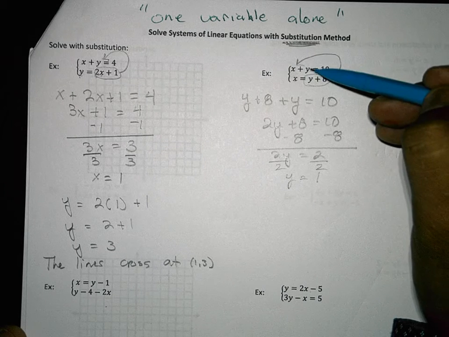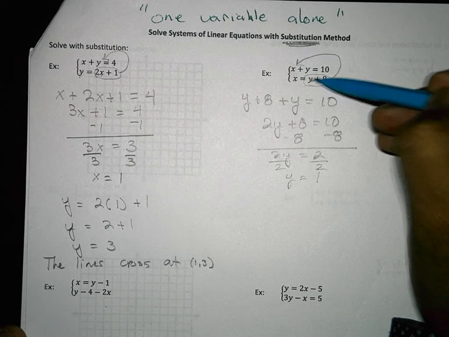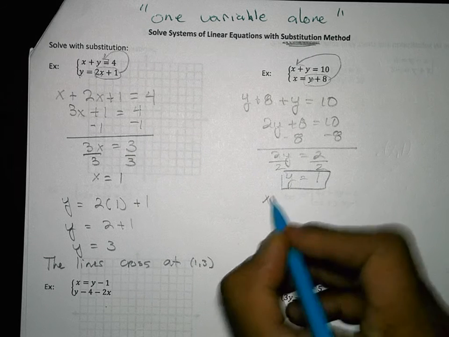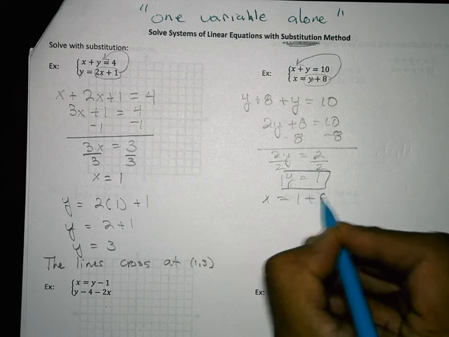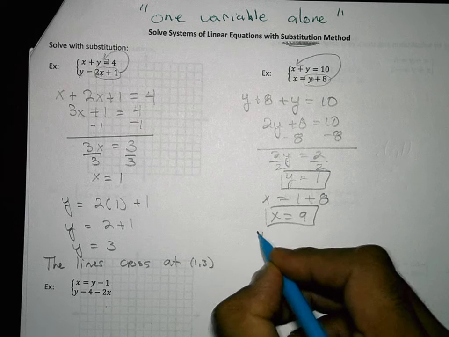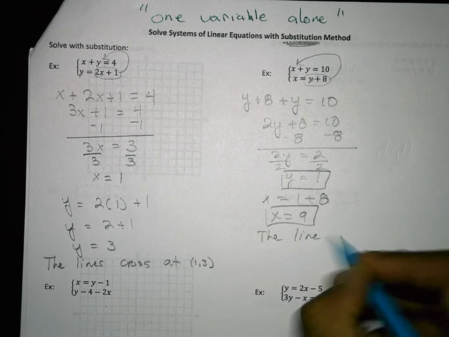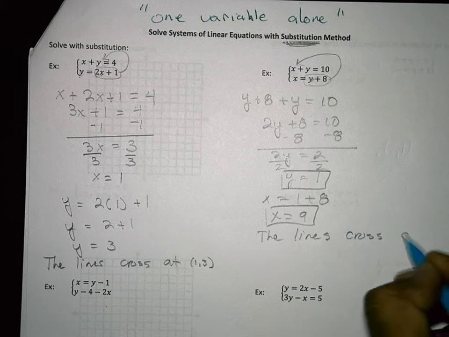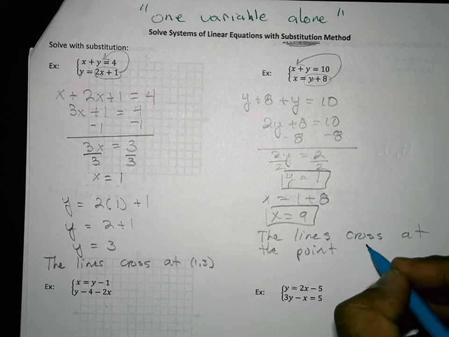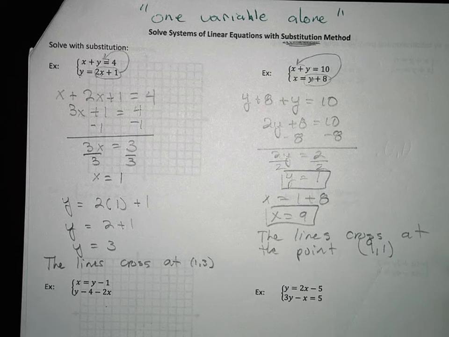I can plug in right there or right there. I like to do the one right here. So there's my first part of my answer. X equals 1 plus 8, and x equals 9. So I would say the lines cross at the point 9, 1. Make sure you put the x first. The x first. Alright, substitution problem.